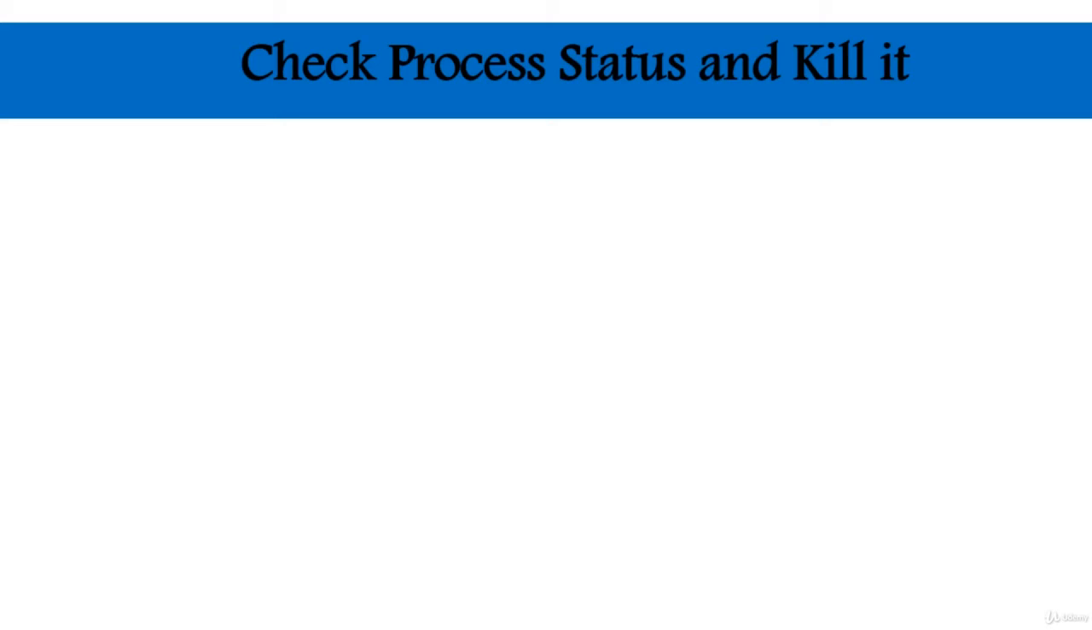Now we will talk about checking process status and killing it, meaning stopping it or exiting the process. There are many processes in a Linux system that, when you run them, don't stop or shut down gracefully. Those processes are most of the time called zombie processes, or processes that do not have a parent.